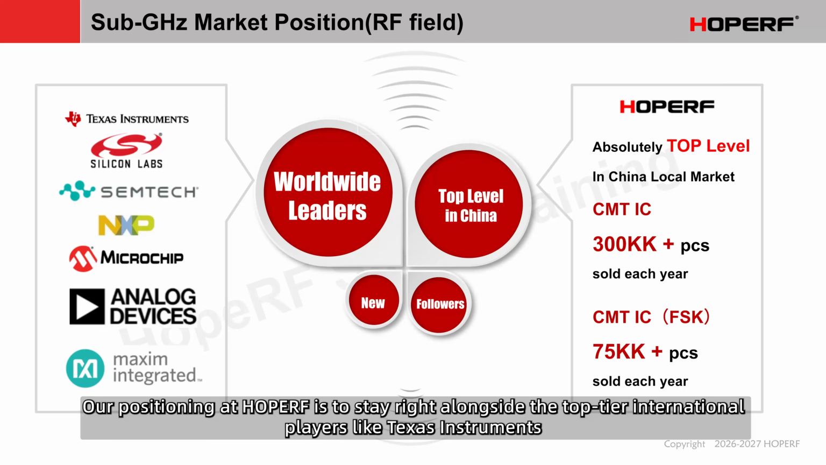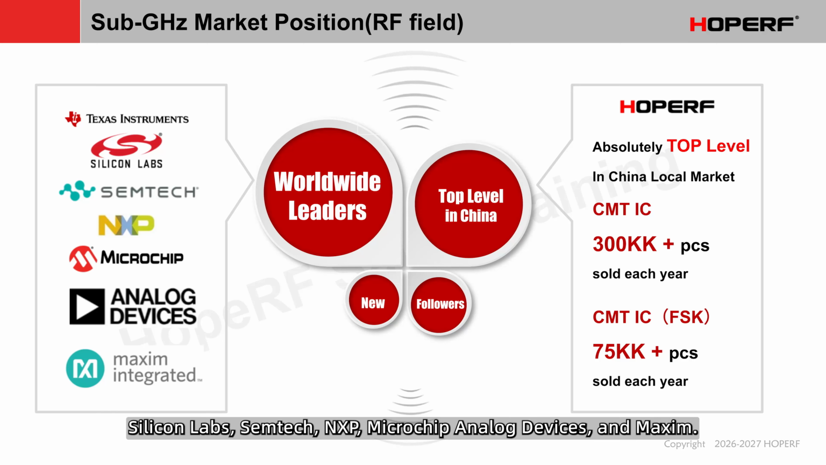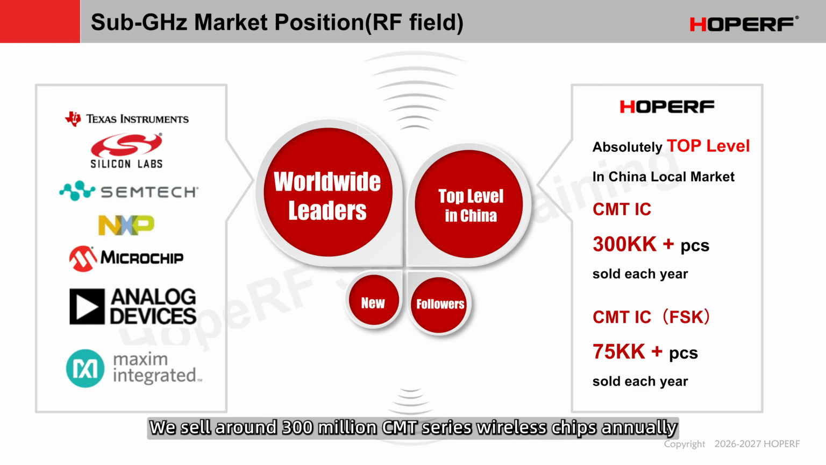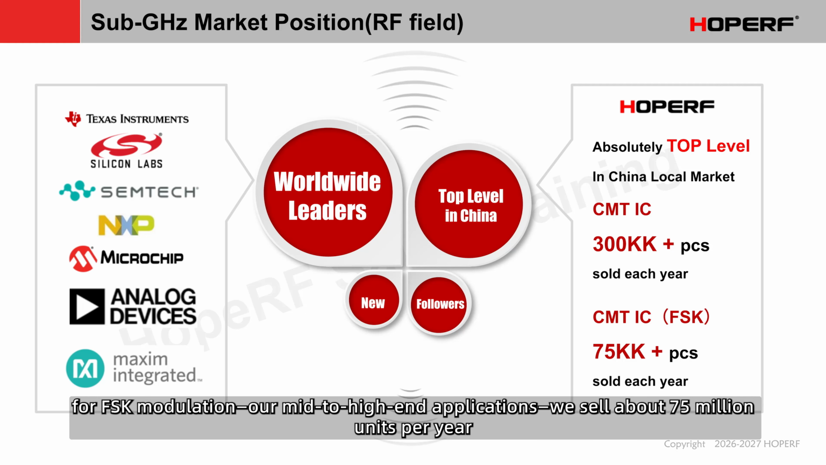Our positioning at Hoperf is to stay right alongside the top-tier international players like Texas Instruments, Silicon Labs, Semtech, NXP, Microchip, Analog Devices, and Maxim. Here in China, we are currently in the leading tier. We sell around 300 million CMT series wireless chips annually. Among those for FSK modulation, our mid to high-end applications, we sell about 75 million units per year.